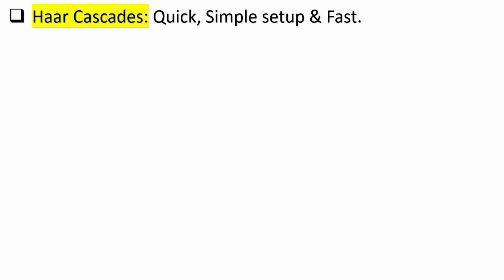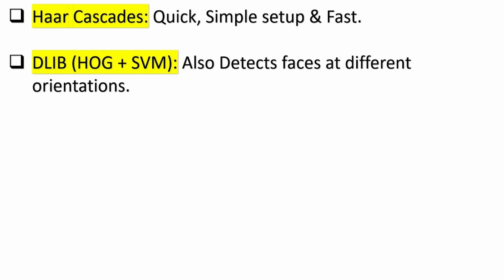So here's the big question. Which face detection method should you actually use? So here's a quick guide for that. Use Haar Cascades if you want a quick, simple setup and a fast real-time solution. But if you want to detect faces that are tilted, that are oriented, then go for Dlib's HOG plus SVM based detection.